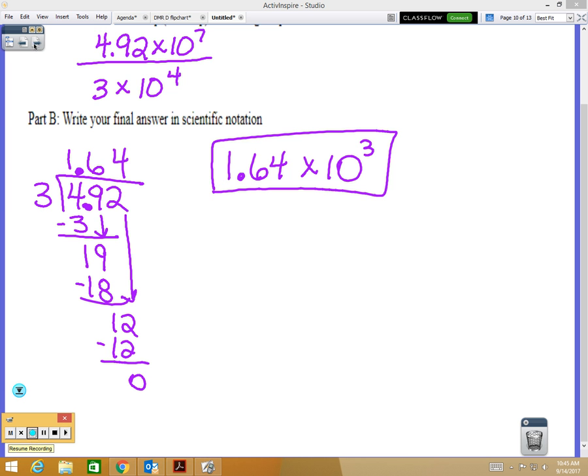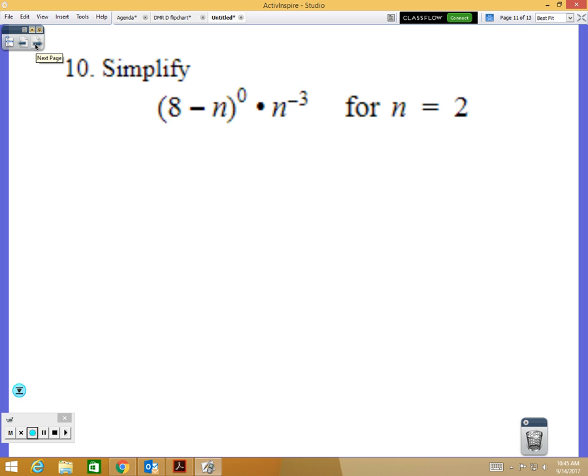Okay? So number 10 says simplify. Now I think at first when you look at this problem it's like, whoa, that looks really confusing. Simplify that for n equals 2. So what they want you to do is put in a 2 for any place you see an n. So I'm just going to rewrite this first. Okay. Then parentheses.